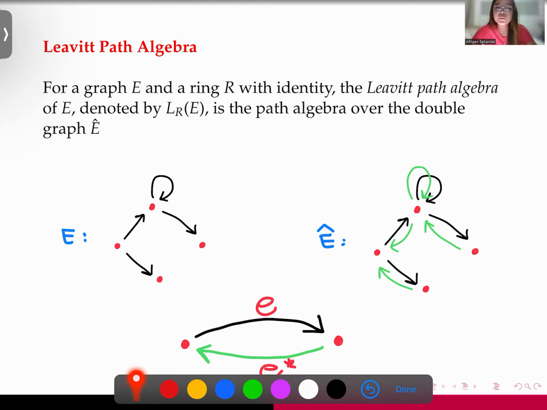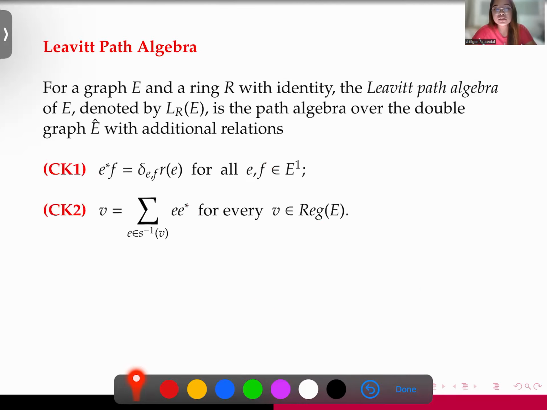Now, we will add two more relations. This relation should take care of your ghost edges, because those are the additional edges that you have added. These are the so-called Cuntz-Krieger relations. I will not dig deeper into those relations, but let's look at some fundamental examples of Leavitt path algebras.